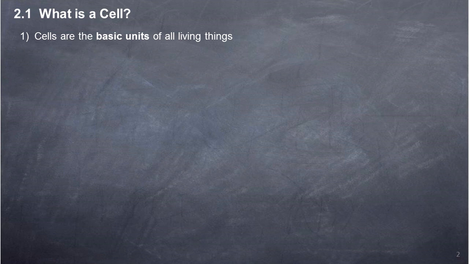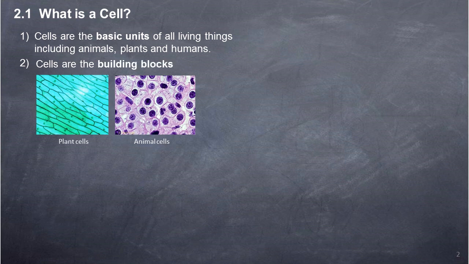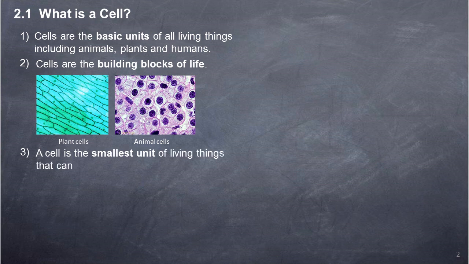2.1. What is a cell? 1. Cells are the basic units of all living things, including animals, plants, and humans. 2. Cells are the building blocks of life. 3. A cell is the smallest unit of living things that can function and survive on its own.